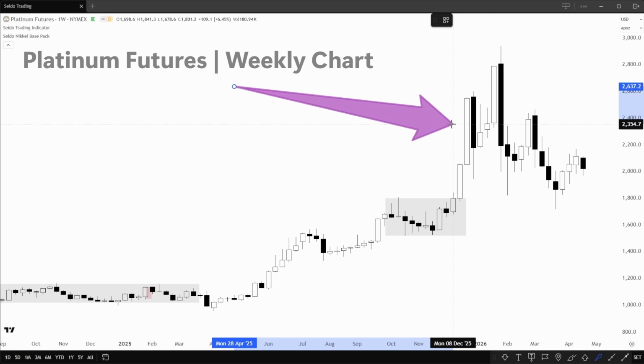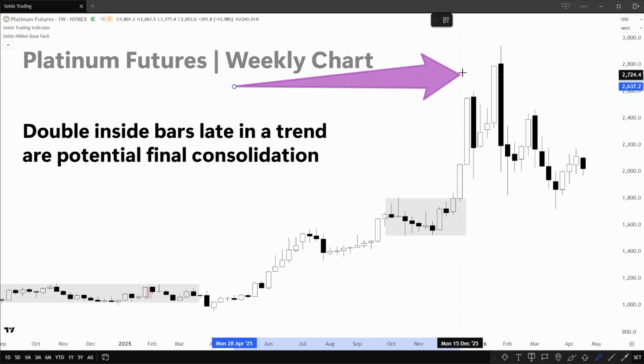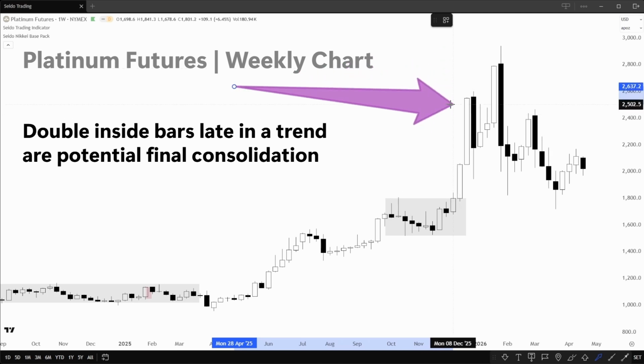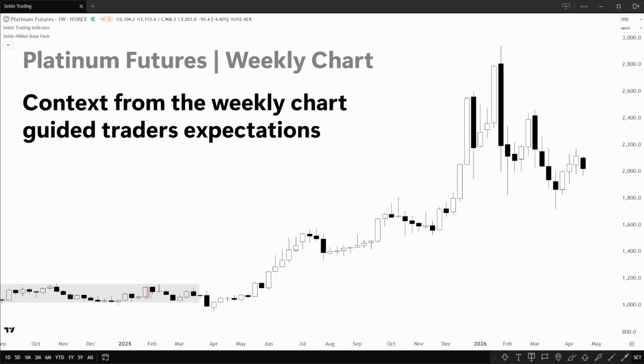If you remember from last lesson, I taught you double inside bars late in a trend are likely to break out in the direction of the trend, but then they're also likely to fail. This is exactly what happened here. The higher time frame perspective allowed traders to make informed decisions as to the likely outcome of the trade.